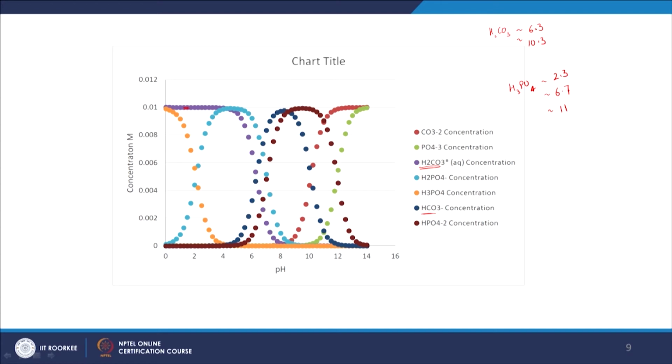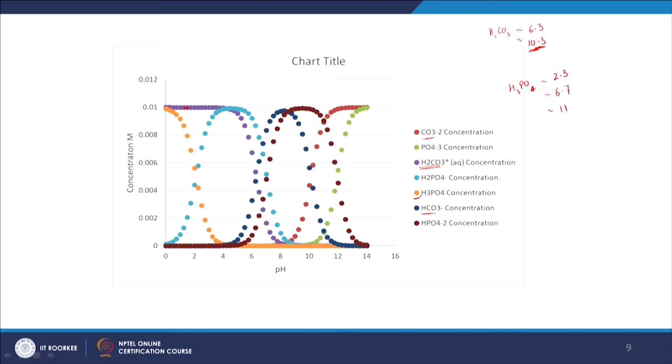So, let us look at this system again, and now we are going to look at CO3 2 minus, and that is out here. So, around pKa of 10.3, right, 10.3 is the pKa 2. You see that it is equal in concentration to HCO3 minus. Anyhow, we understood that carbonate system, and then moving on to the phosphate system, what do we have here?